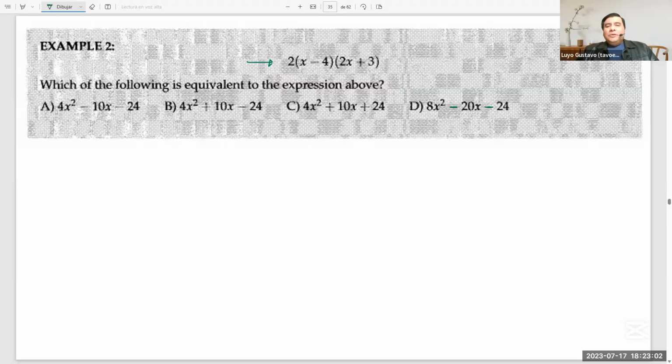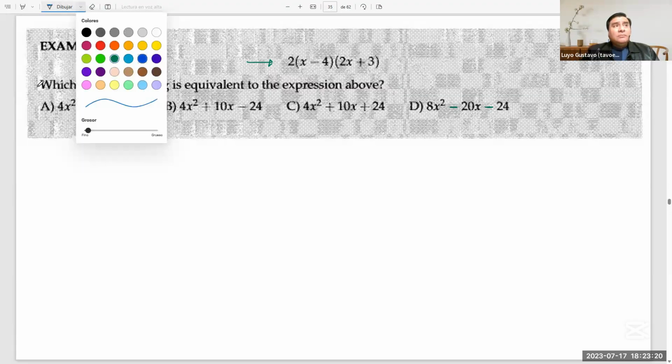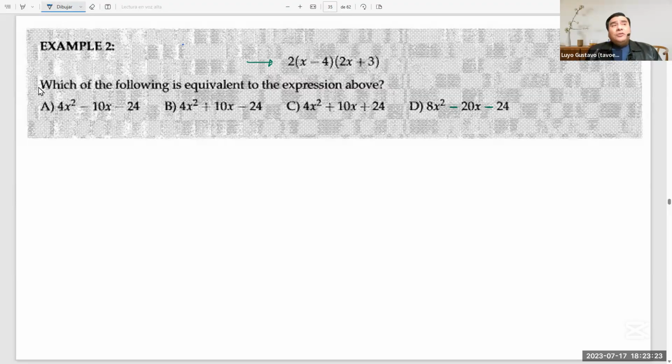Okay, so how do we do this? Actually, we have 3 factors here in this algebraic expression, right? In the algebraic expression, 2 times x minus 4 times 2x plus 3, we can decide to group the factors in order to do the multiplication. Some people prefer to multiply this one versus this one first. It's okay if you do that. Don't forget at the end to multiply that trinomial by 2.